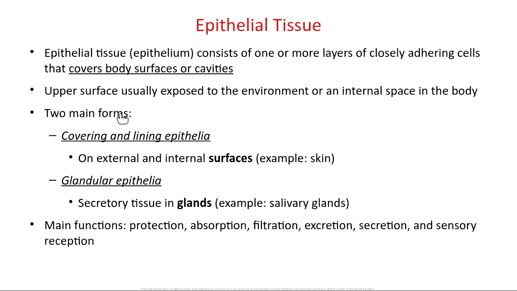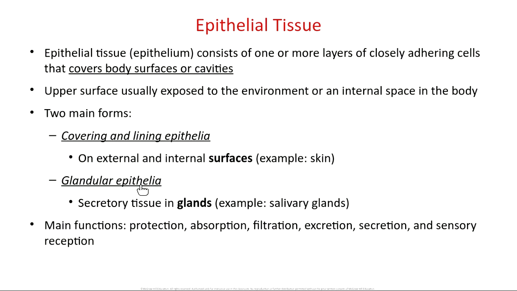Now, there are two kinds, two classes, of epithelial tissue. You have covering and lining epithelia, and you will find these on external and internal surfaces. They're going to be lining something, helping to form a boundary, because that's part of the function of epithelial tissue as a whole. And again, skin is the most popular example.